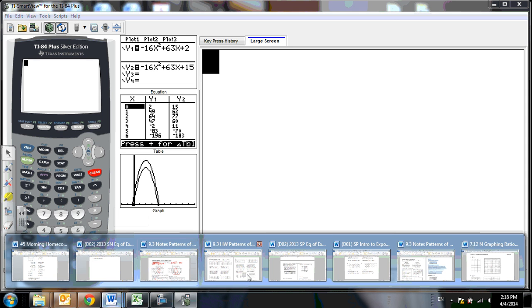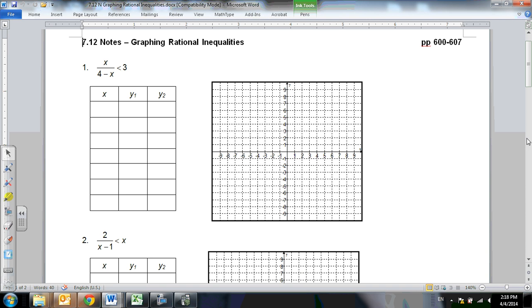Alrighty, so today we're going to talk about graphing rational inequalities. Yesterday you solved rational inequalities algebraically. Today we're going to solve them graphically. Now, don't really worry about the tables. We're going to graph them kind of on our own, and the tables aren't necessarily very important.